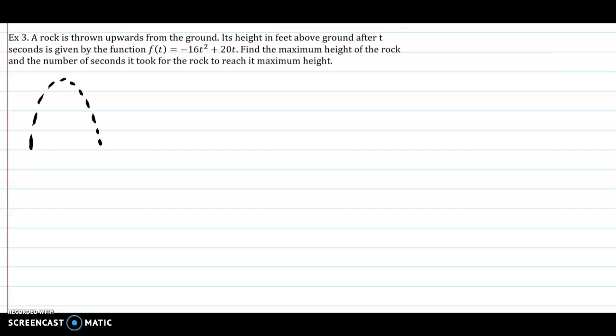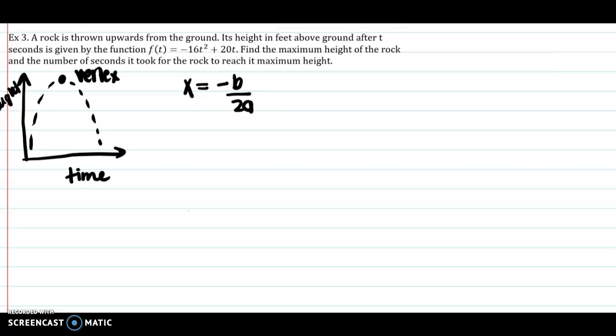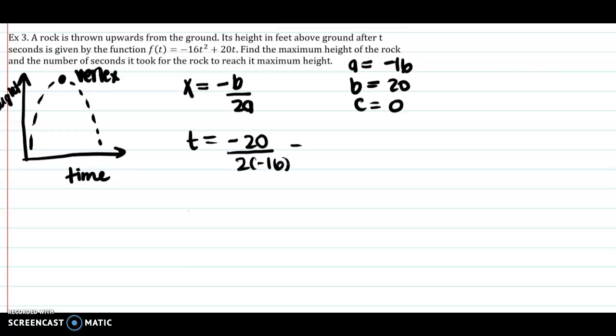And if we're trying to find the maximum height, we're trying to find the vertex. So if you're ever trying to find the maximum or the minimum, it's always going to be your vertex. So we're going to need to find negative b over 2a. And here, a is equal to negative 16, b is equal to 20, and c is equal to 0. So in this case, our variable is actually t, so x takes the place of t. So we're going to say t is equal to, and then we're going to go ahead and plug in our values. So negative 20 over 2 times negative 16.